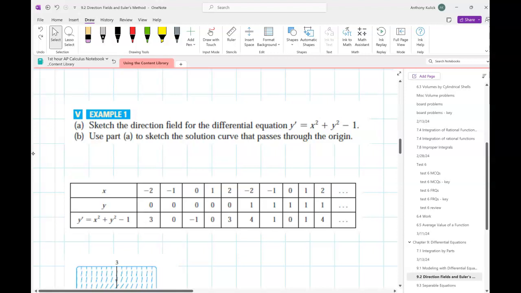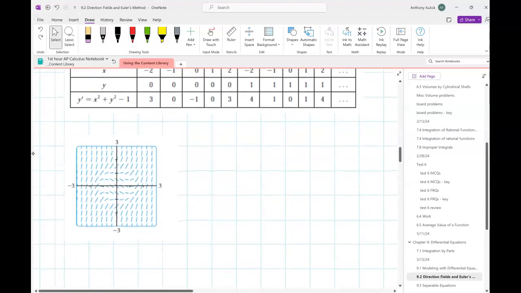So let's say you're asked to sketch a direction field or slope field for this differential equation, y prime equals x squared plus y squared minus 1, and then to sketch a solution that passes through the origin. So this is just me doing some work on how I would sketch my slope field, right? I just pick different x's and y's, plug them in to get the slopes, and then transfer that onto this picture. Okay, I did all of that for you because it's just time consuming.